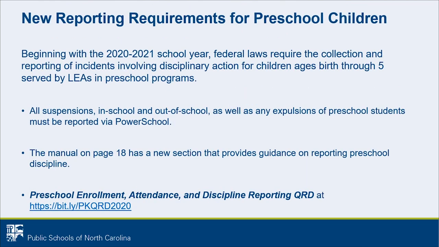Beginning with the 2020-2021 school year, federal laws require the collection and reporting of incidents involving disciplinary action for children ages birth through five served by LEAs in preschool programs. All suspensions in school and out of school, as well as any expulsions of preschool students, must be reported via PowerSchool. The manual on page 18 has a new section that provides guidance on reporting preschool discipline. There is also a QRD, Preschool Enrollment Attendance and Discipline Reporting QRD, at the website listed on the slide.